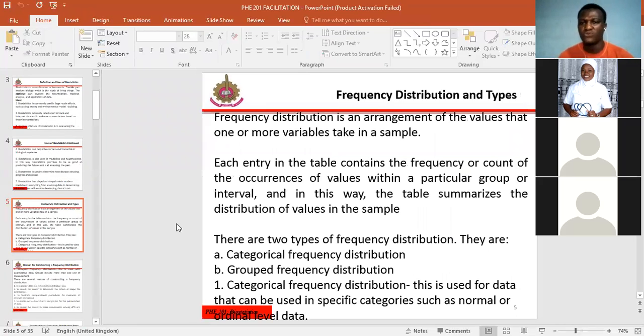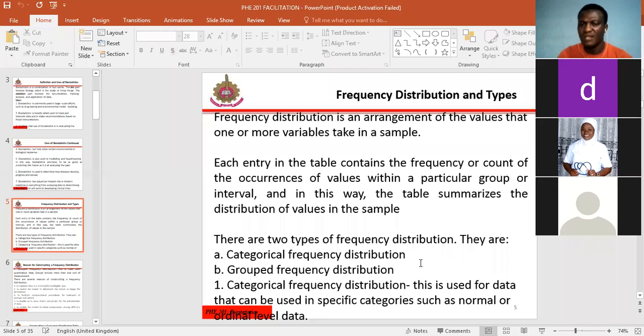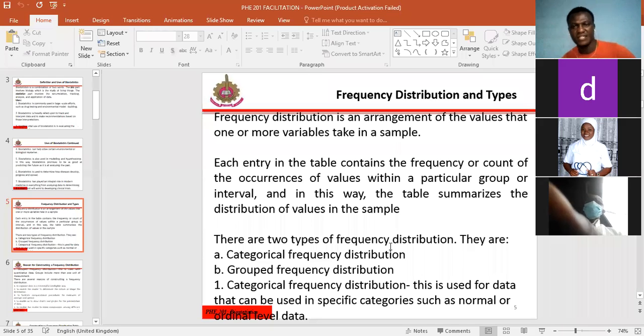From here, I want to move to frequency distribution and types. There is no way you could talk of biostatistics without talking about some parameters, so to say, or some kind of indices upon which statistics could be based. And part of this, we have all these benchmarks such as the mean, the median, the mode, standard deviation, frequency, and a number of other things like that.